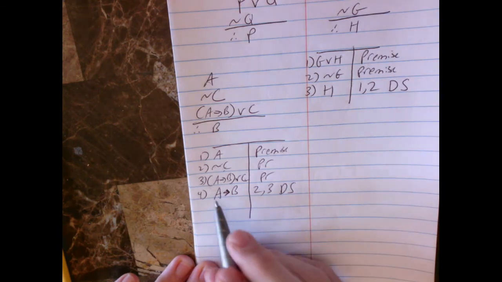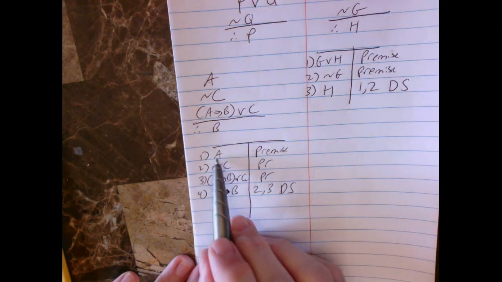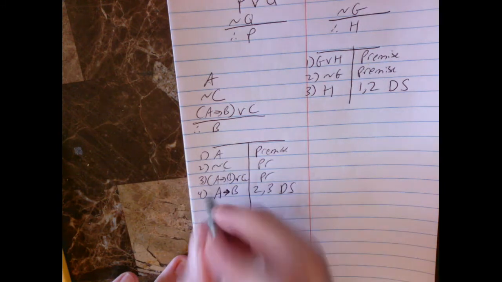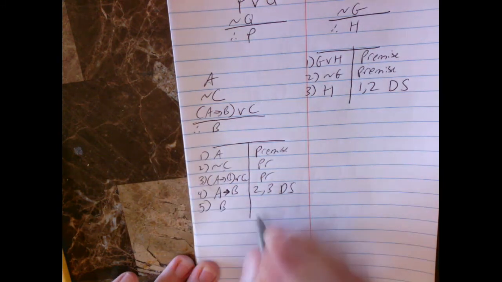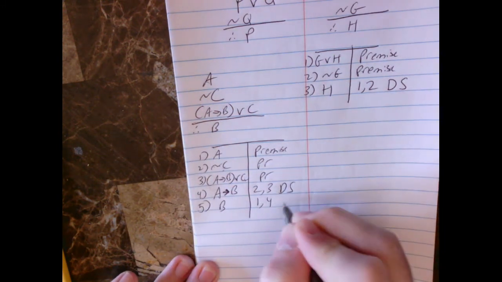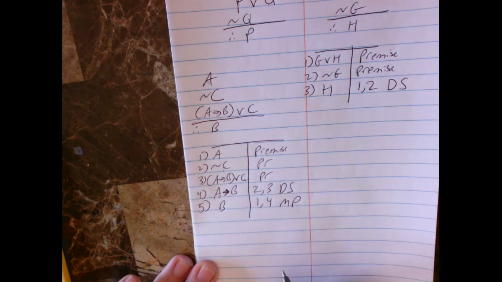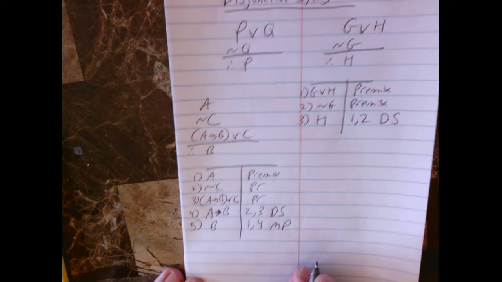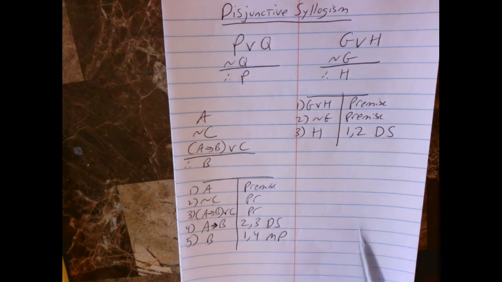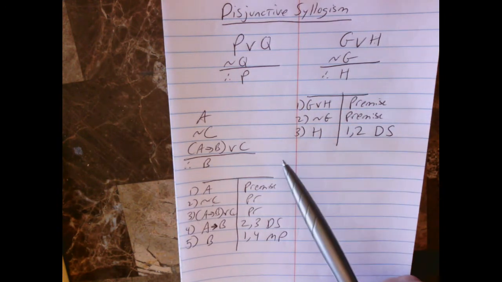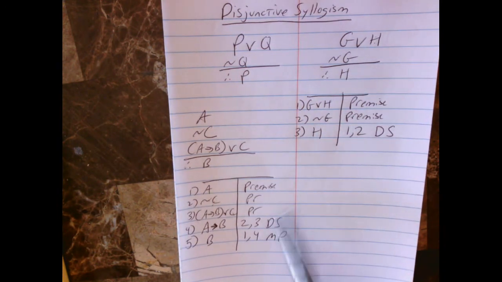And now that we have if A then B, and we already knew A from above, we can then say B using steps 1 and 4, modus ponens. So a lot of these proofs end up having multiple rules that are associated with them, but this is how you would at least use the disjunctive syllogism part.